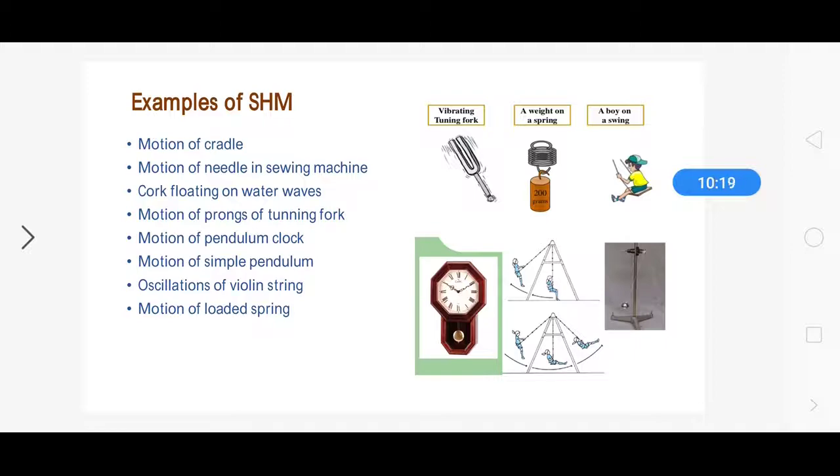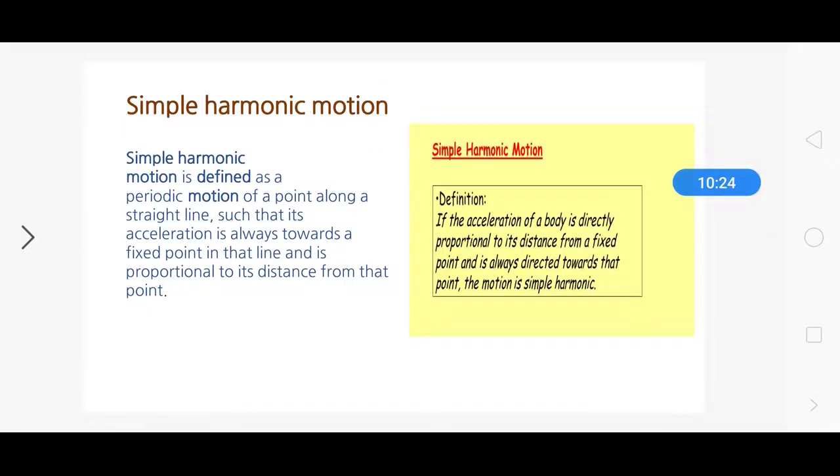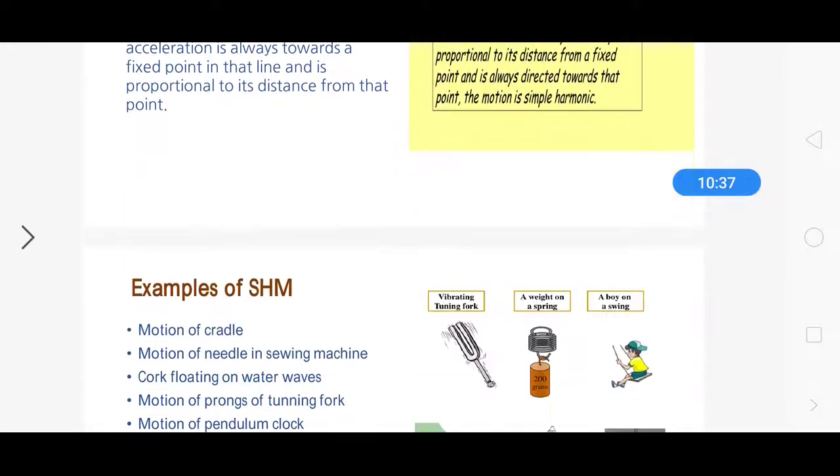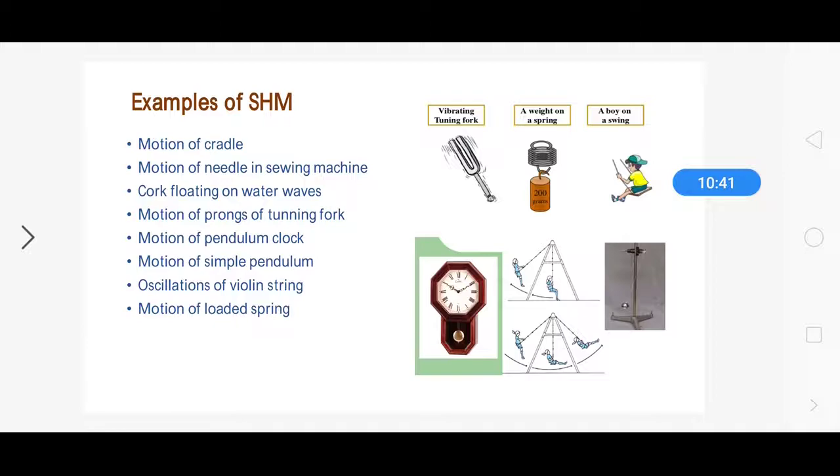So what are the examples? First of all, the definition of SHM is a periodic motion of a point along a straight line such that the acceleration is always towards a fixed point and proportional to the displacement from that point. And the examples are the motion of the cradle, the needle in a sewing machine, the cork floating on water waves, the prongs of the tuning fork, the pendulum clock, the simple pendulum, the oscillations of a violin string, and finally the motion of a loaded spring. You can see the figures in this slide: the vibrating tuning fork, a weight on a spring making vertical oscillations, a boy on a swing, the pendulum clock, a girl in a cradle, and the simple pendulum. These are the examples for simple harmonic motion.